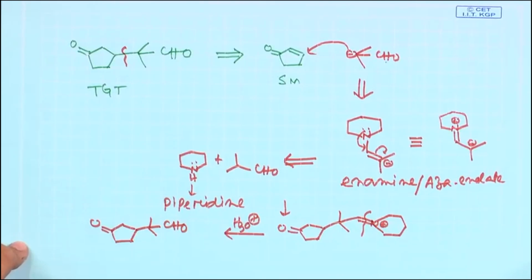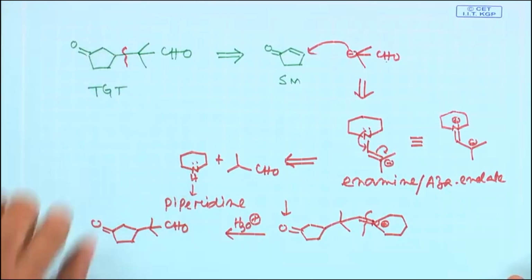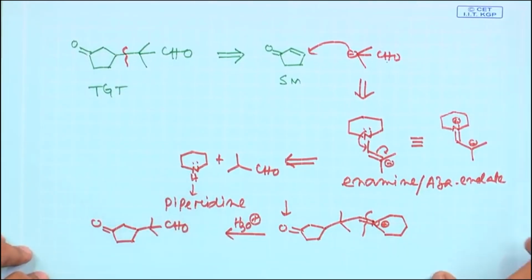So, this transformation is basically based on an enamine or aza-enolate alkylation, and we took a cyclopentenone where we are making a new carbon-carbon bond through enamine alkylation. And this is a very powerful method to make a new carbon-carbon bond. Probably you can find in many textbooks how these enamines are functionally or synthetically manipulated to give you very useful intermediates.